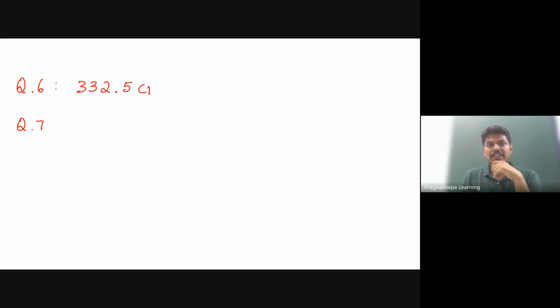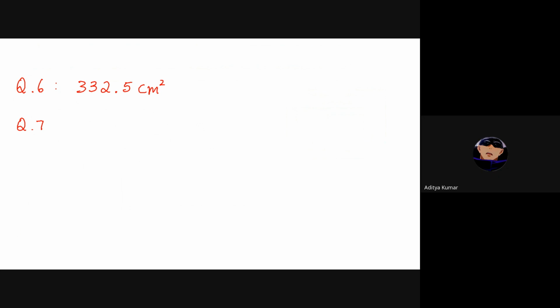332.5 centimeters square, correct? Yes. Can you tell the correct answer? Is this the answer that we got? This is the answer.